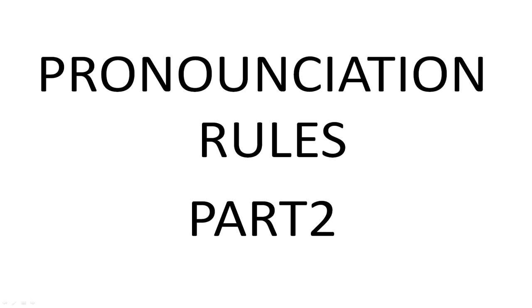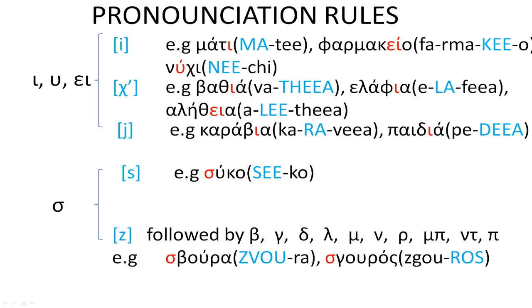So today we are going to continue with iota, y, and epsilon iota. There are three different ways to pronounce them, and I'm going to explain them all through the use of examples. In the first way, the three letters above are pronounced exactly as you would expect them to, that is, E. Take for example the words mati, mati, which means eye, pharmakio, pharmakio, which means pharmacy, nichi, nichi, which means nail.